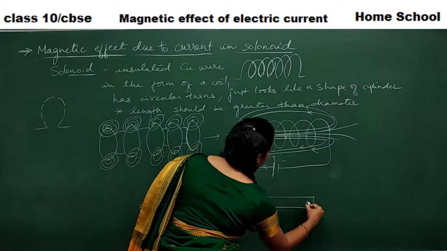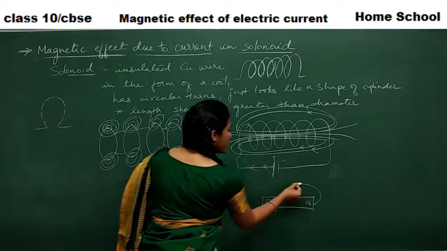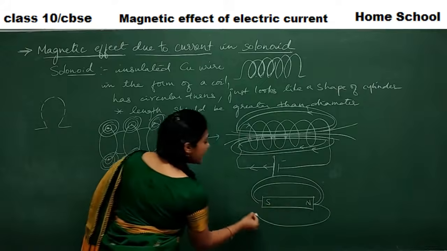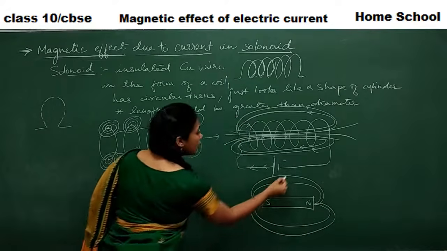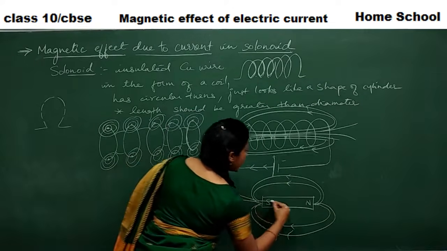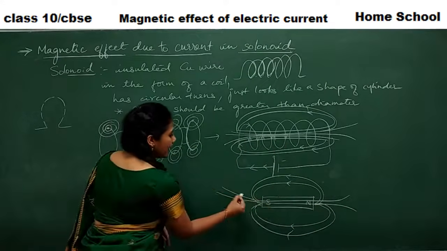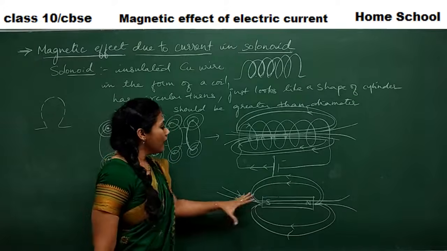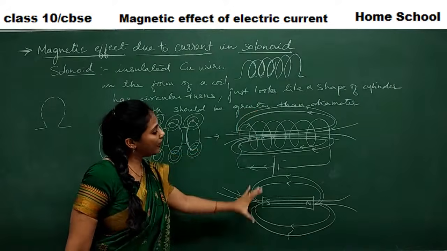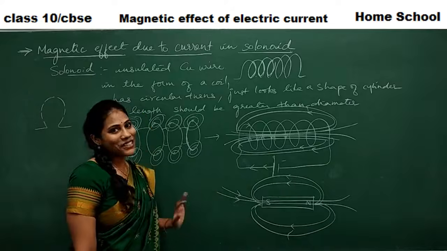It had a north pole and a south pole, where magnetic field lines arise from the north pole and merge in the south pole, right? So this is how we studied the magnetic field lines of a bar magnet. Inside a magnet, magnetic field lines go parallel, right? So is the magnetic field generated in a solenoid exactly similar to a bar magnet? Definitely yes.